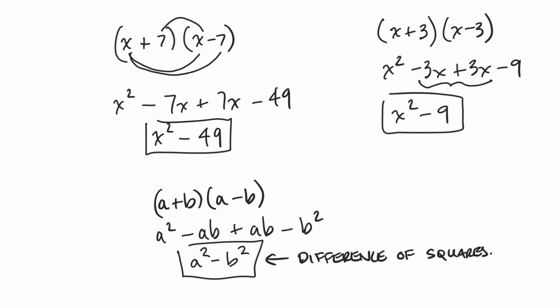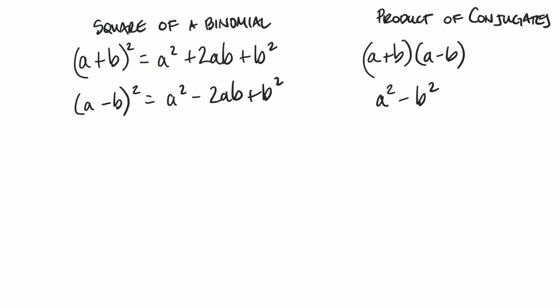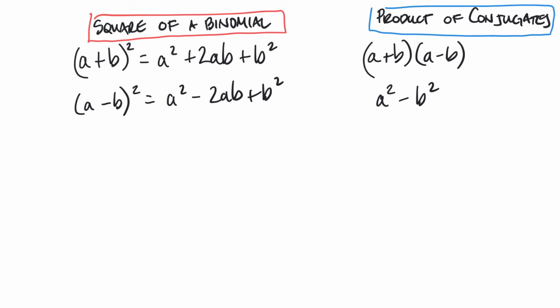All right, so that's the stuff from this section, and let me know if you guys have any questions at all. Maybe I'll put a little summary page up here just to summarize the binomial squares and the product of conjugates. All right, so here's a summary of what we just did. We've got our square of a binomial here, and we've got our product of conjugates here, which produces the difference of squares.